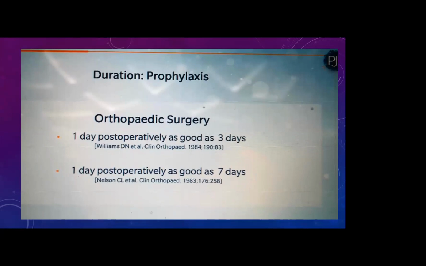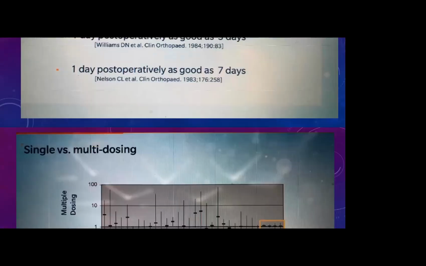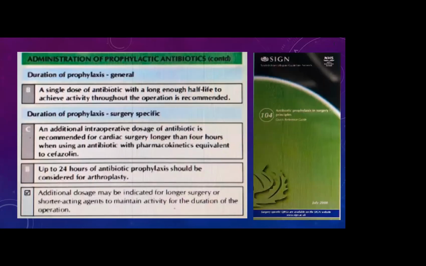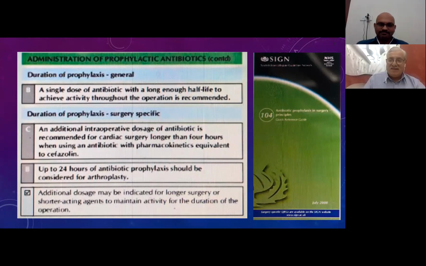Then we come, what's the benefit? We just extend the dose, or it is just day of operation or 1 day. There are many studies, Williams in 1984, they observe 1 day post-operative as good as 3 days. Nielsen in 1983, 1 day post-operative as good as 7 days. And McDonald say single versus multi-dose, the same result. So NHS, they recommend after, of course, hundreds of literatures, for the arthroplasty up to 24 hours of antibiotic prophylaxis should be considered for arthroplasty. Just for the first 24 hours. It's important to do the antibiotics.